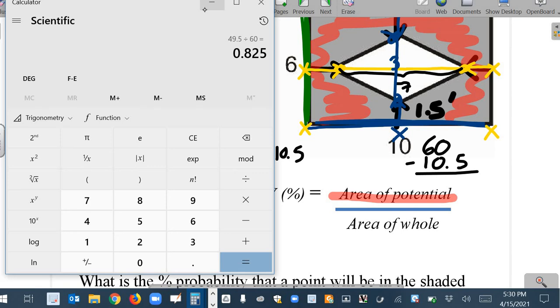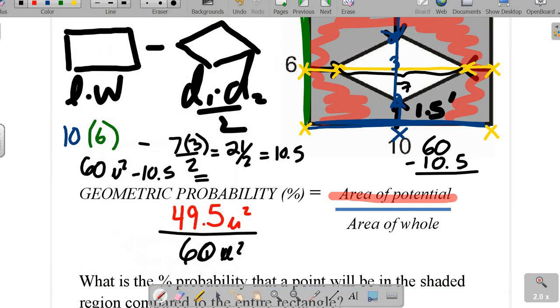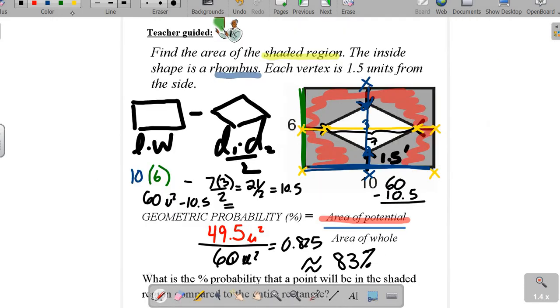We get 0.825. So it is approximately an 83% chance that a point will land in the shaded region, an 83% chance, compared to the entire area.